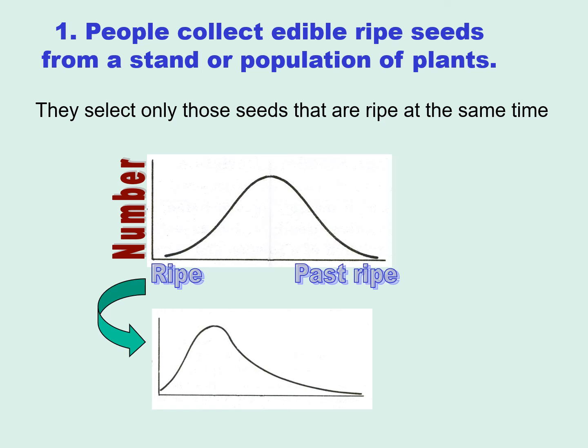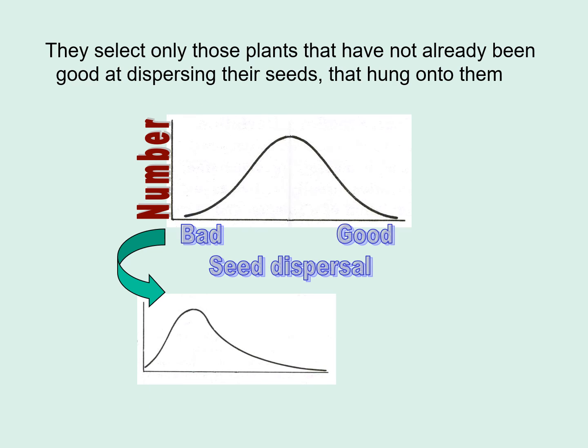So think about it. If people collect edible ripe seeds from a stand or population of plants, you do that just once, you are selecting a small portion of the gene pool. Instead of getting this entire bell-shaped curve of not ripe yet, now we're ripe, now we're past ripe, you're getting only those that are ripe right now. So you have reduced the gene pool by getting plants that ripen at the same time. And if you select only those plants that have not already been good at dispersing their seed, that hung onto their seeds, you have also reduced the gene pool to just those that kept their seeds, that didn't have rachises that were brittle.